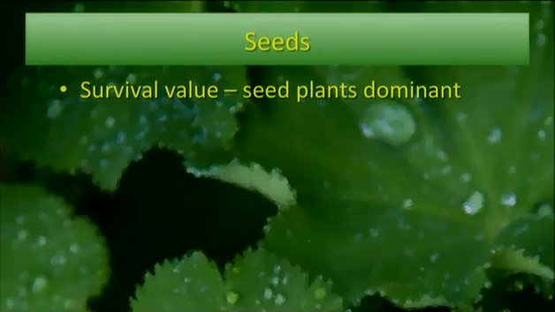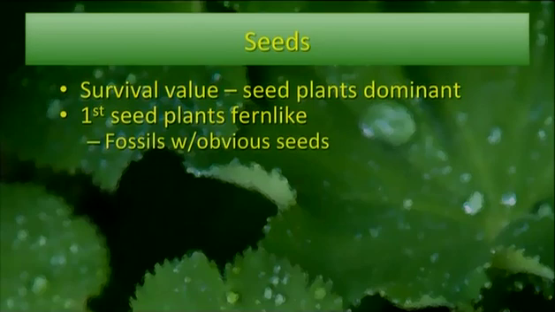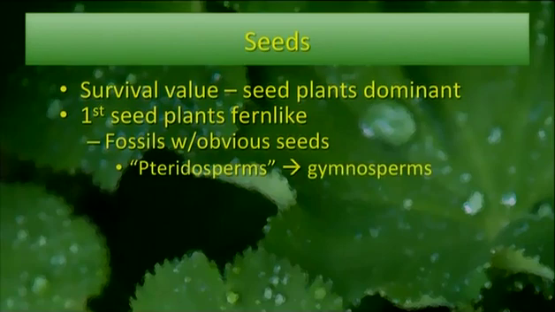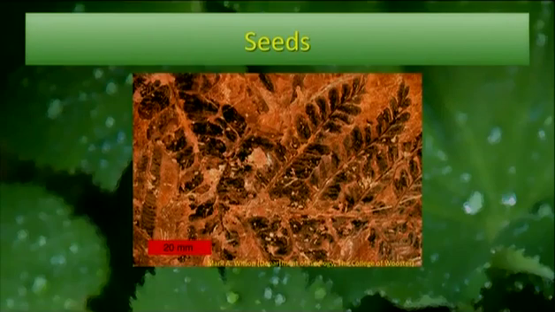So the first seed plants were fern-like. They left fossils with obvious seeds, so they used to call them pteridosperms, but now they're known as early gymnosperms. They're called seed ferns, but of course ferns do not have seeds, even though they did sort of resemble ferns. You can see here some fossils that did resemble ferns.